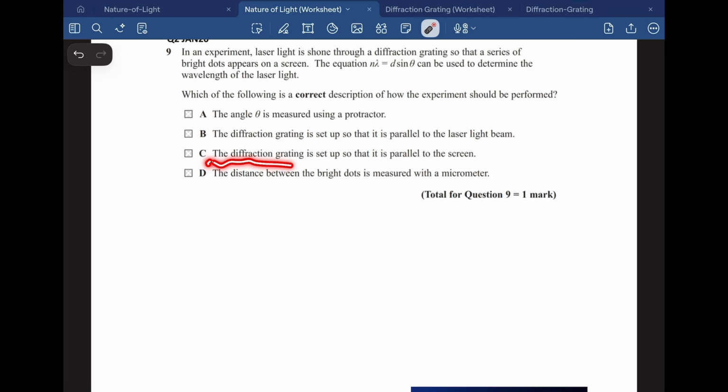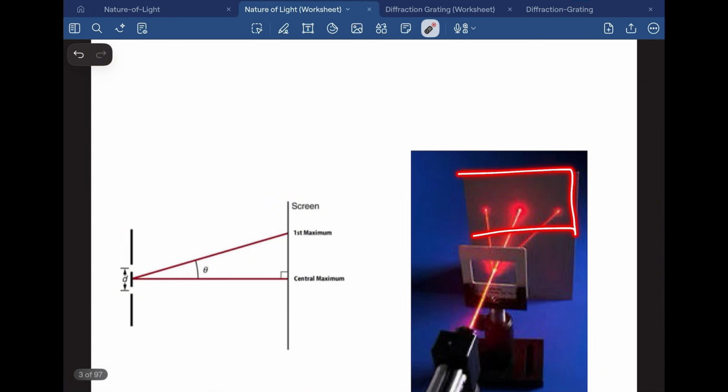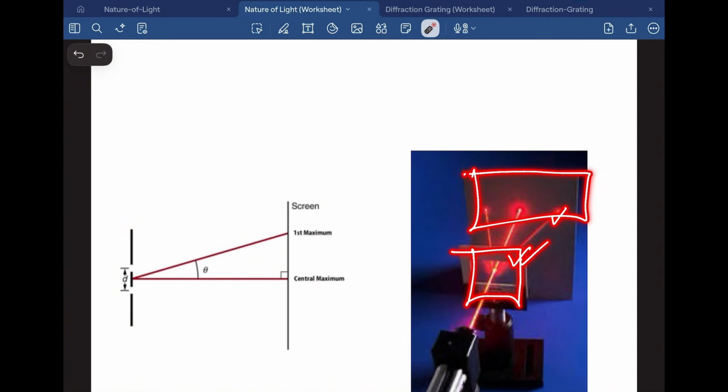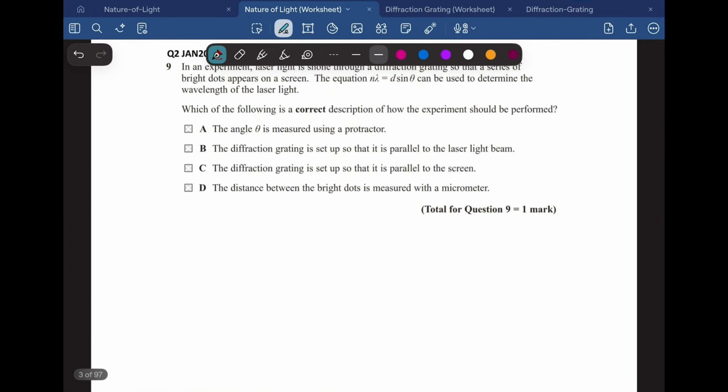Now the third option says the diffraction grating is set up so that it is parallel to the screen. Yes, it's correct. As you guys can see, the screen on which the light is going to produce the interference pattern is basically horizontal, as well as the diffraction grating. So both of them are basically parallel to each other. So our correct answer is definitely going to be C.